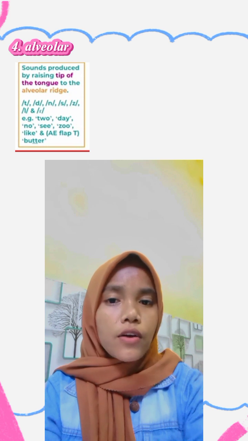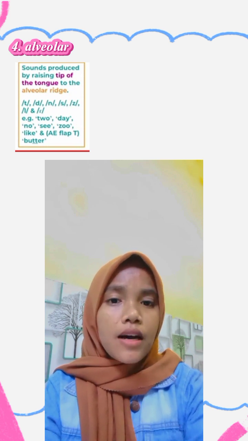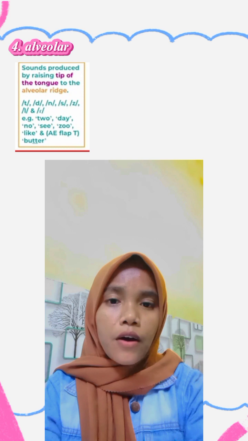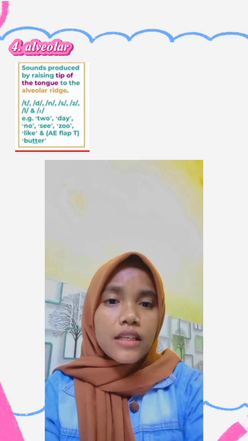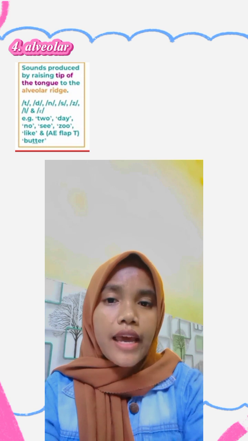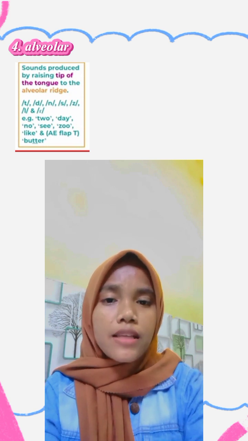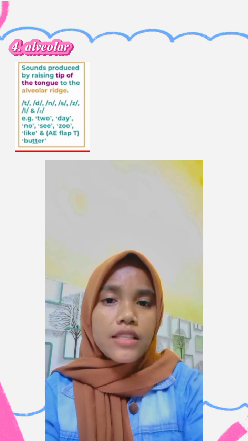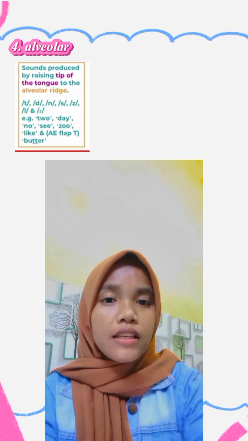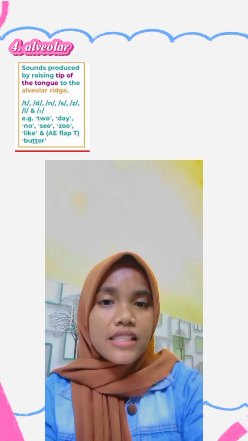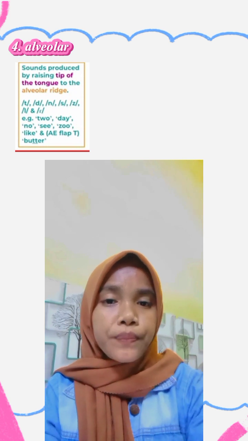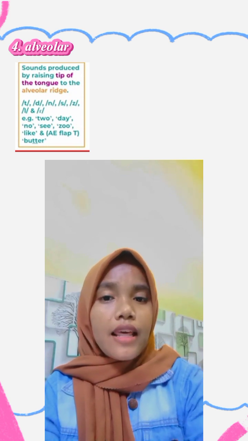I know this looks like a rub, but it's not. It's the tip of the tongue, a flap. Let's have a look at some example words, it will be easier to hear the sounds: t in tea, d in dog, n in no, s in so, z in zoo, and l in like.